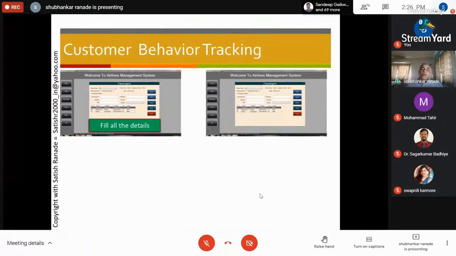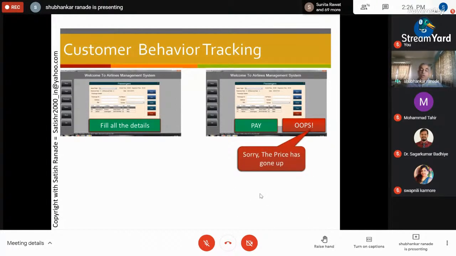So you start filling in your details, name, address. Obviously, you have already given the starting point, date of travel, etc. So you have almost everything filled in, your credit card information, because you are going to book a ticket using a credit card. And then comes the pay button. As soon as you click the pay button, you get a message saying, oops, sorry, the price has gone up.